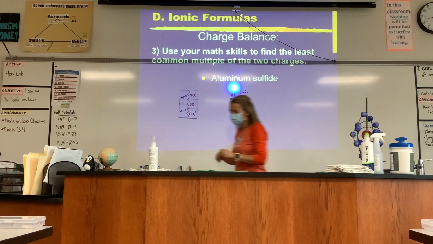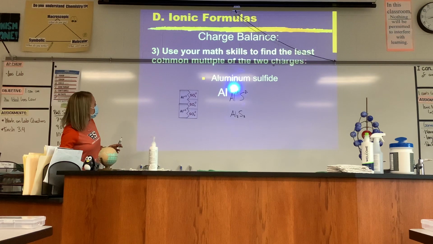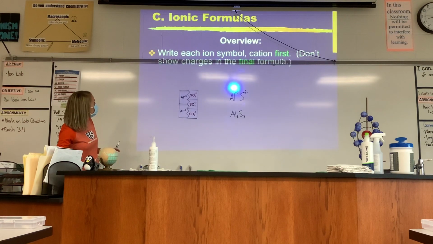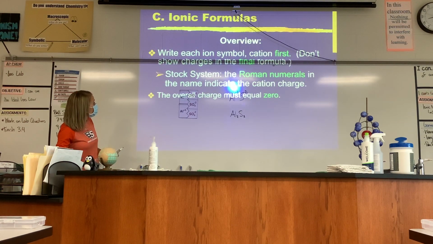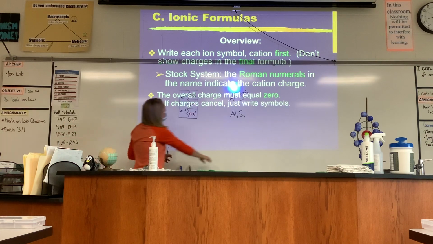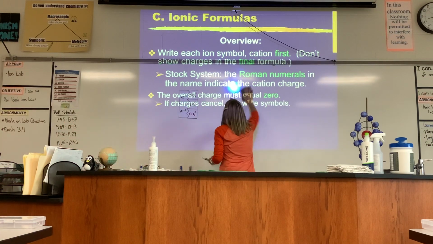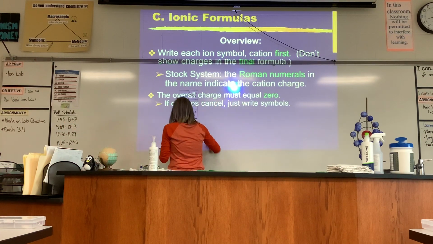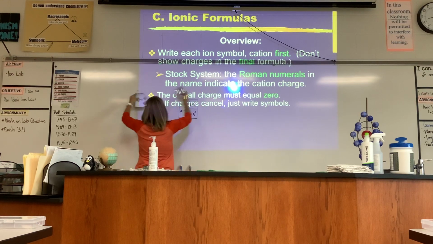Okay, let's skip down. We've got a few more blanks to fill, and then we'll do another practice problem here. Okay, so overview: we write the symbol of the cation first, hence why aluminum came first.